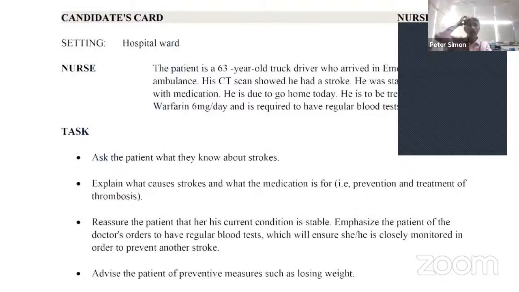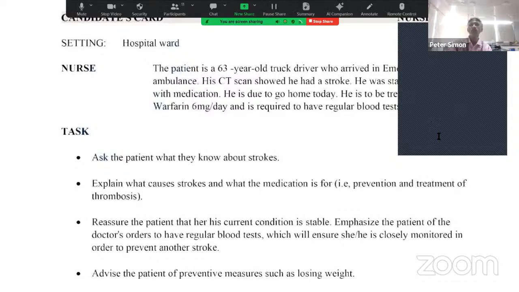Okay, task 3: you are reassuring the patient that his current condition is stable. No need to worry. Offering reassurance means he is in an uncomfortable situation, and you are making him comfortable by saying that the present condition is nothing to worry about. The present condition is stable. There is nothing to panic about in this condition. That's what you are going to tell him.